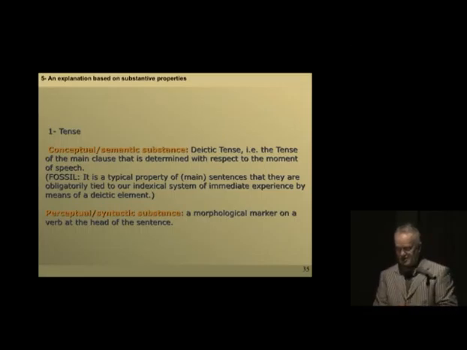So the conceptual semantic substance of tense is really this deicticity of the main tense of the sentence. What about the perceptual syntactic substance? What's its form? Okay. Well, typically in English, it's a morphological marker on a verb at the head of the sentence. Okay. That's why people put tense at the head of the sentence, typically.